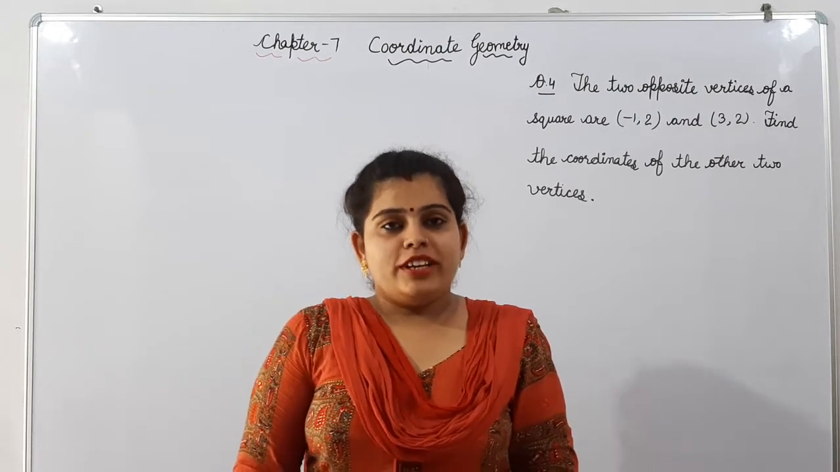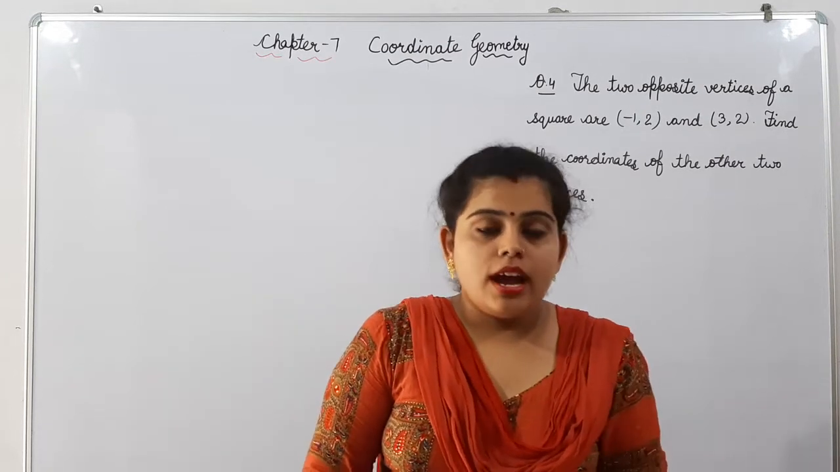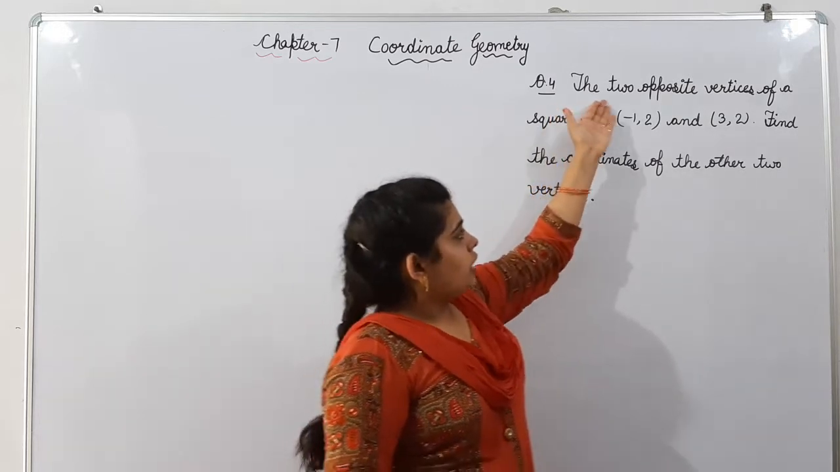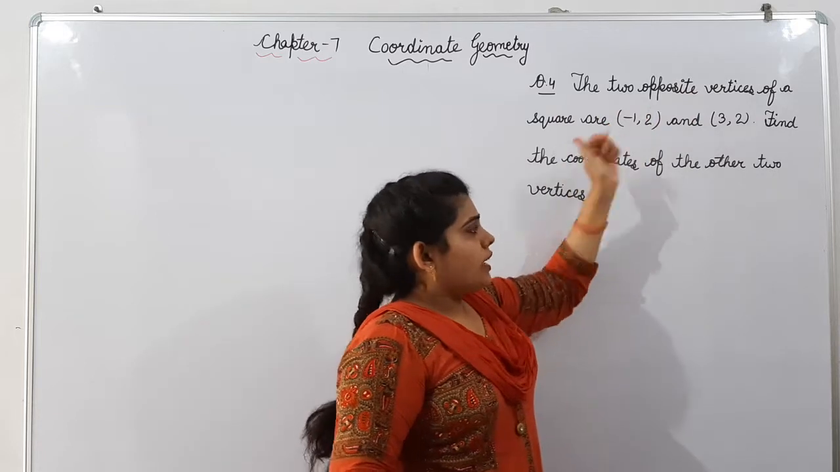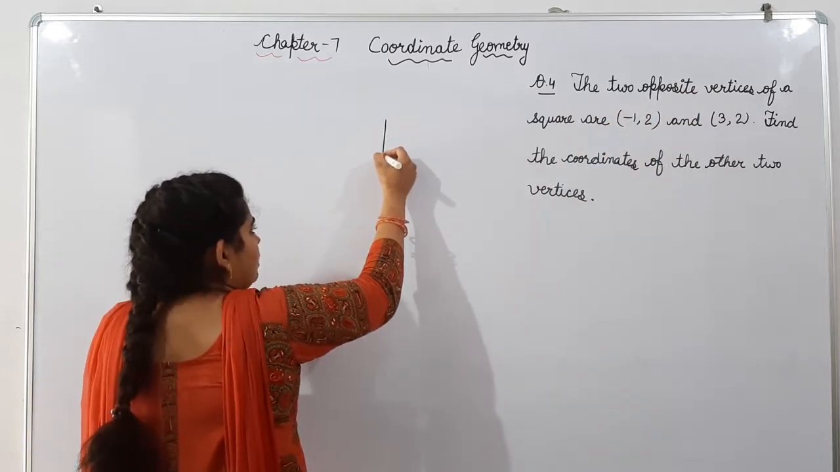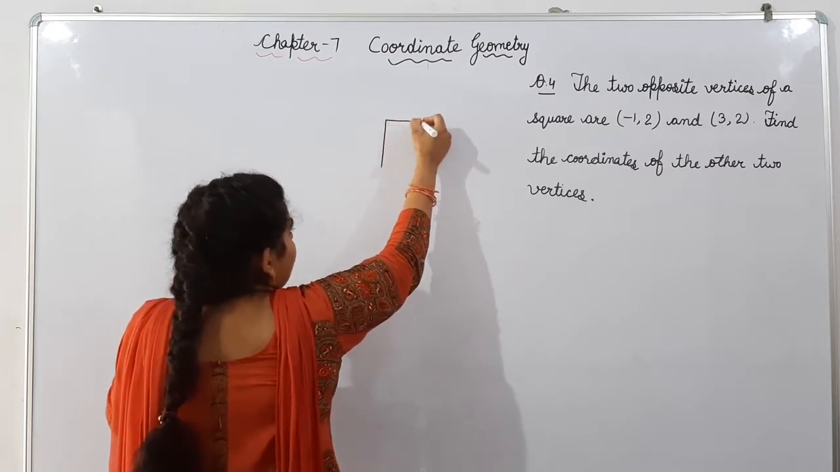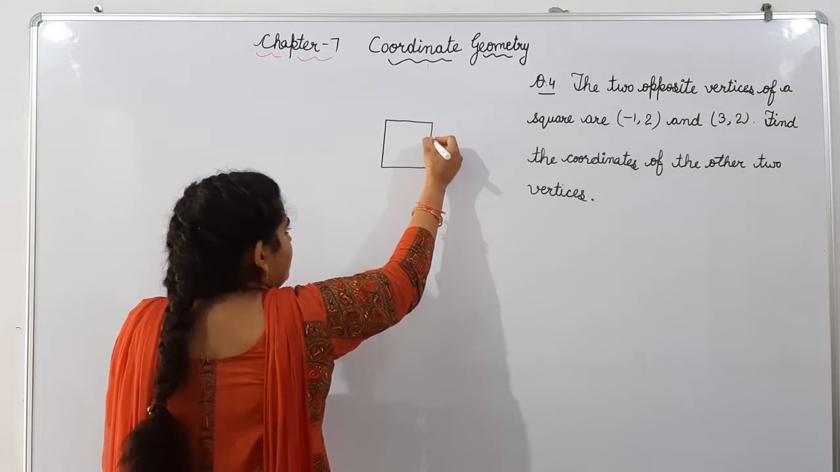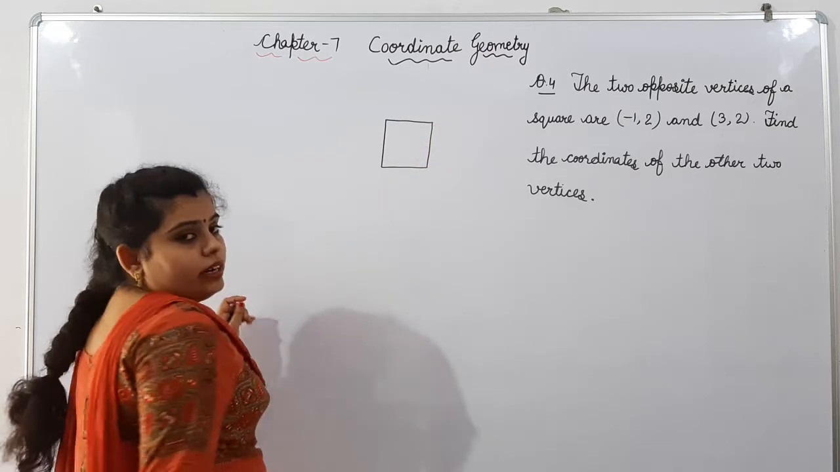Question number 4 of exercise 7.4. I am repeating this question. What is given in this question? The two opposite vertices of a square are given. Here, let it is a square. And two opposite vertices are given.